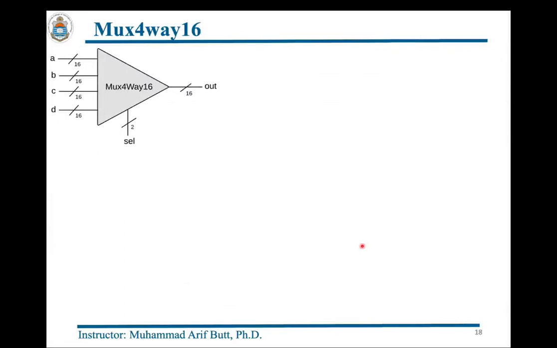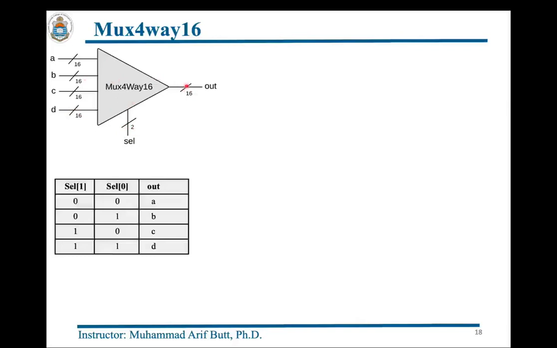A MUX 4-way 16 is again a combinational circuit having four inputs, but each input now is of 16 bits, and based on the selection lines, it will generate the output. If the selection line contains 0, 0, this A will be placed over here. If this is 1, 1, this D will be placed over here. So this is the table that shows the behavior of this chip and how we can design it. Well, you can always design it using the NAND gate, or you can design it using the AND, OR, and the NOT gates, but that code will be quite lengthy.